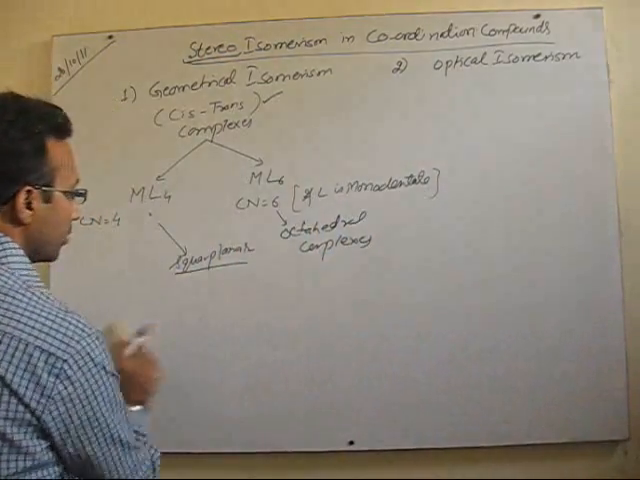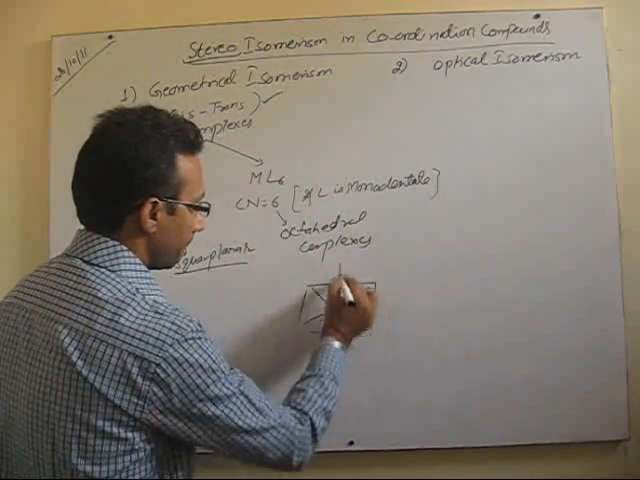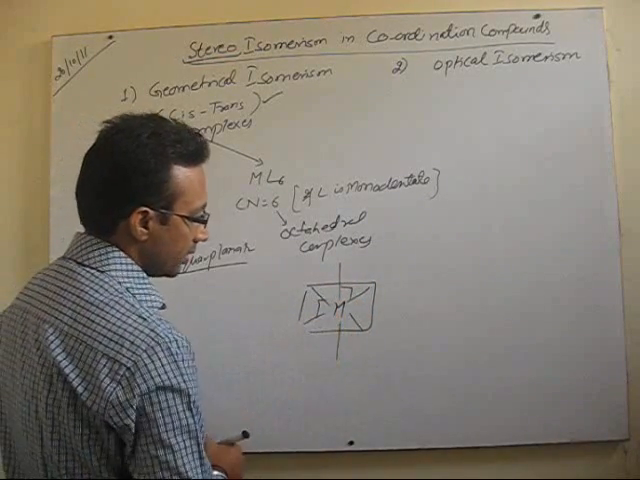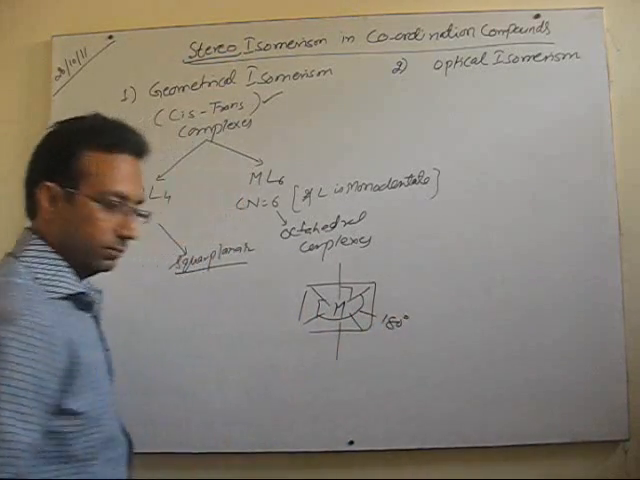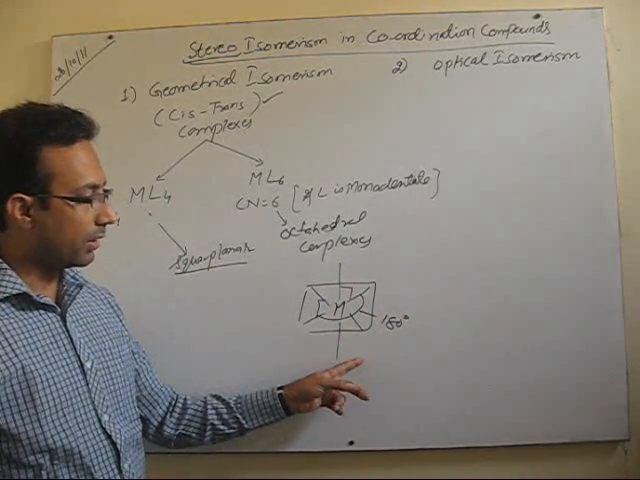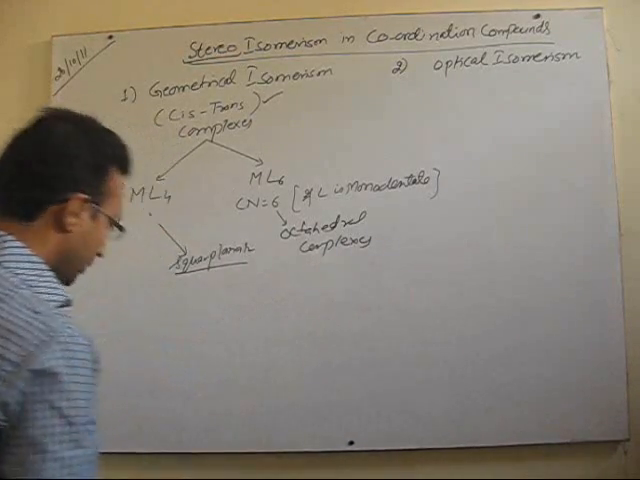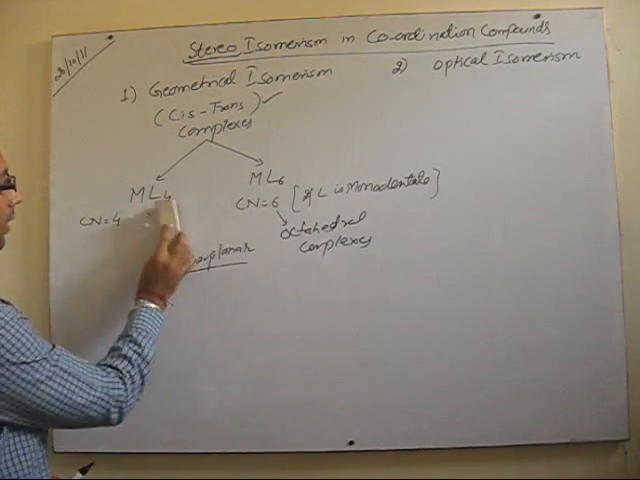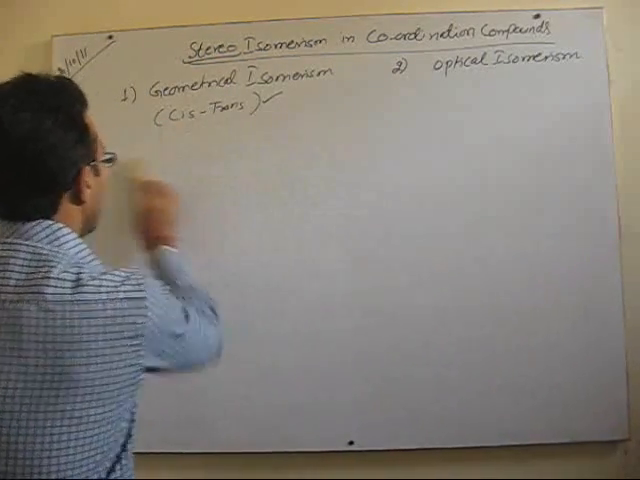Similarly, in the case of octahedral complexes, you also have more than one type of bond angle. This is the vertical 90 degree, this is 90 degree, while this angle is 180 degree. So again we have different positions and different bond angles, so geometrical isomerism is possible. This is a very important exam question: why is geometrical isomerism not possible in tetrahedral complexes? Now one by one we will discuss geometrical isomerism in different complexes.